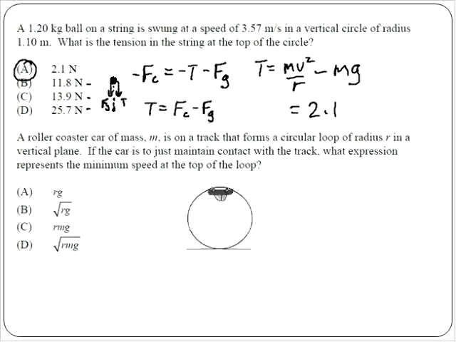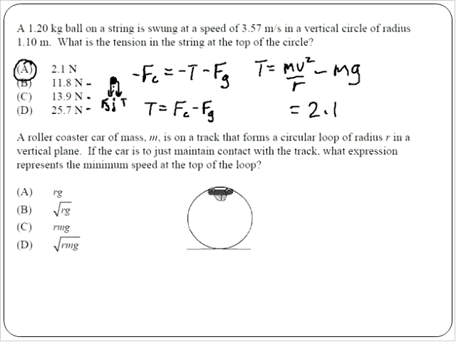We got a roller coaster car with a mass m. It doesn't tell you what the mass is. In fact, it actually looks like an automobile. But anyway, it's on a track that forms a circular loop with a radius of r in a vertical plane. If the car is just barely going to maintain contact with the track, what expression represents the minimum speed at the top of the loop?